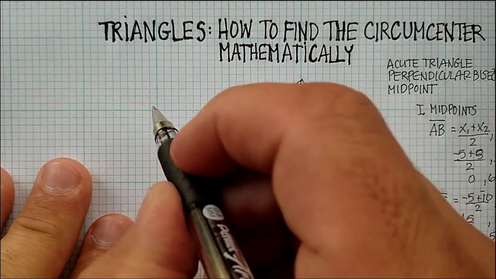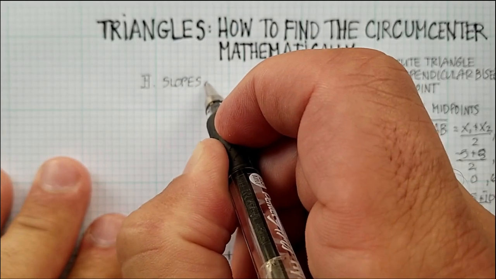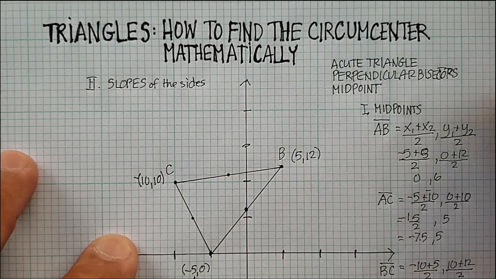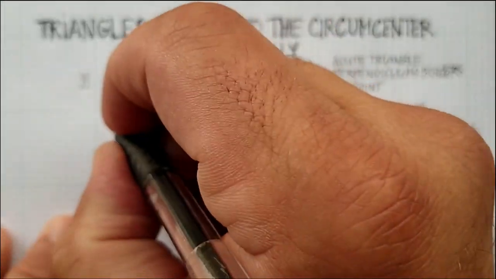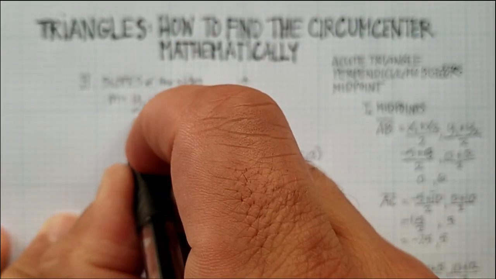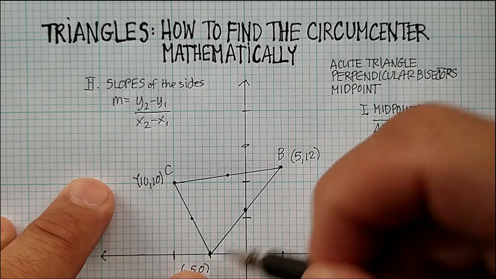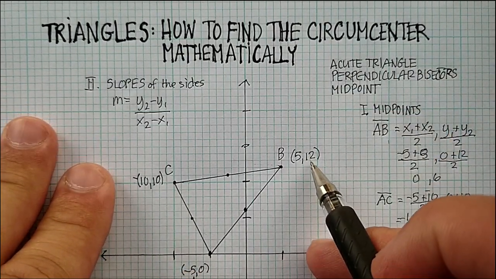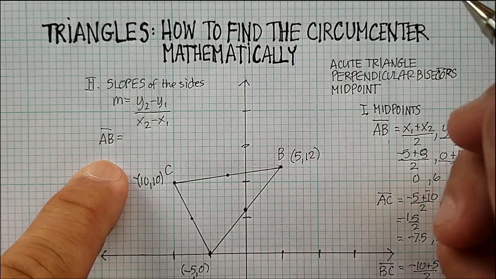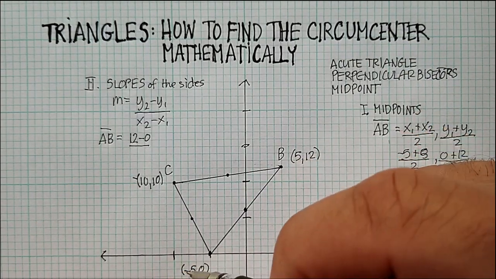Let's go up here. I'll call this section 2, slopes of the sides of the triangle. Okay? So the slope is equal to the formula y sub 2 minus y sub 1 over x sub 2 minus x sub 1. Now let's find that for AB. I know that my y's are 12 and 0. So for AB, let's keep this in order. So I get 12 minus 0 over 5 minus a negative 5.